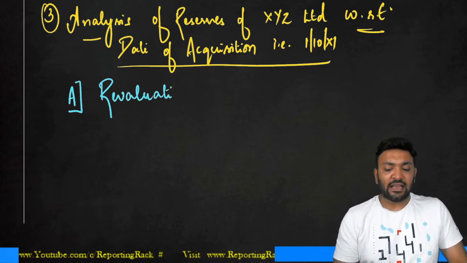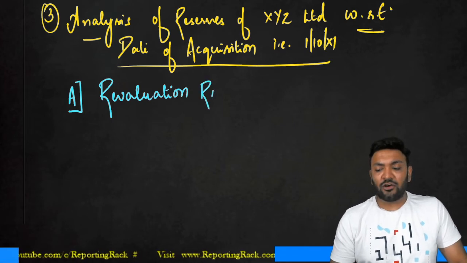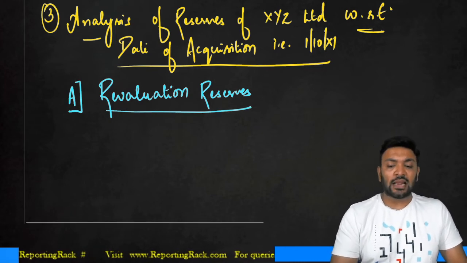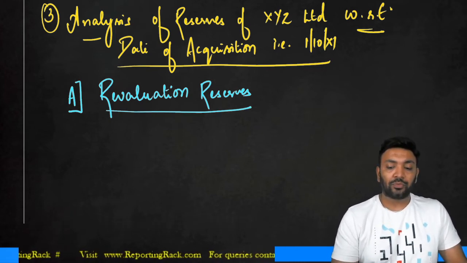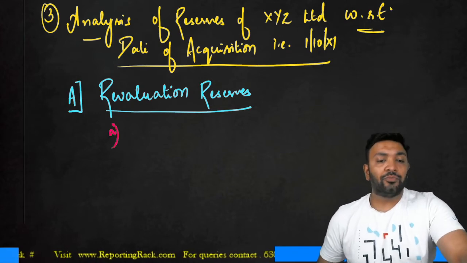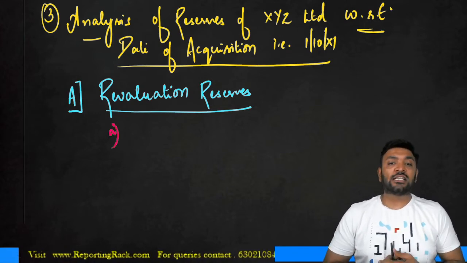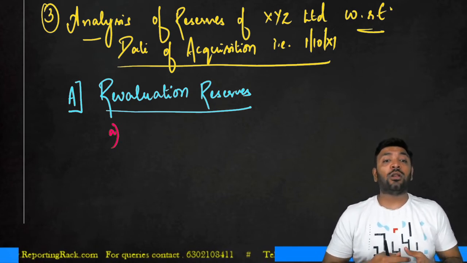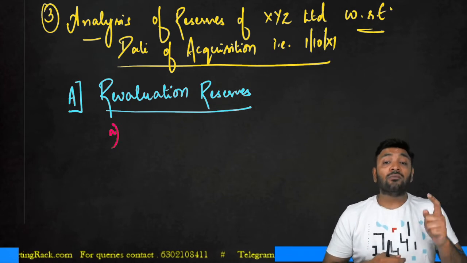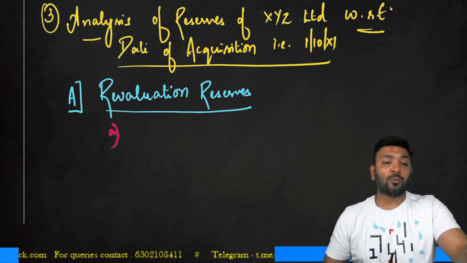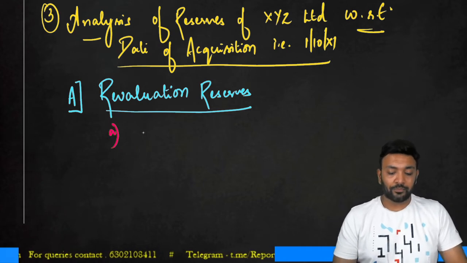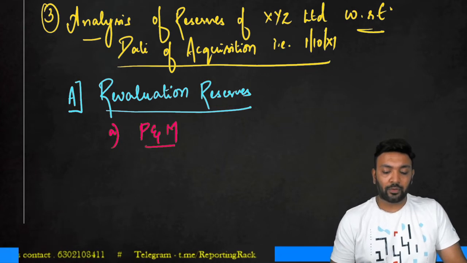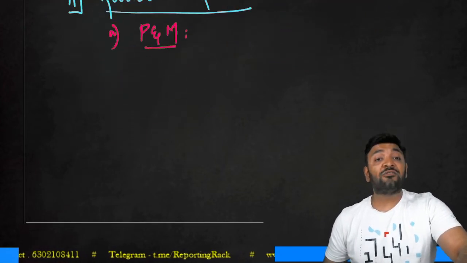How many assets are being revalued here? On the date of 1st October, that is your date of acquisition, we are revaluing certain assets. So look at what are the revalued assets out here. The first asset being revalued according to your question is your plant and machinery. Your plant and machinery is revalued on 1st October to 20 lakhs. When is the revaluation happening? On 1st October. So be careful with that.